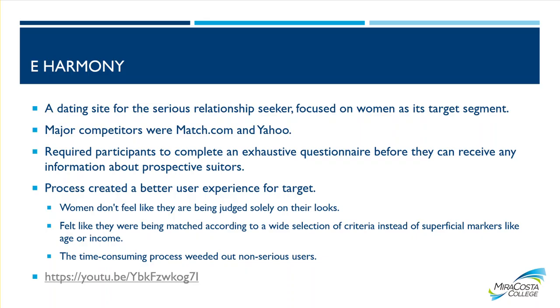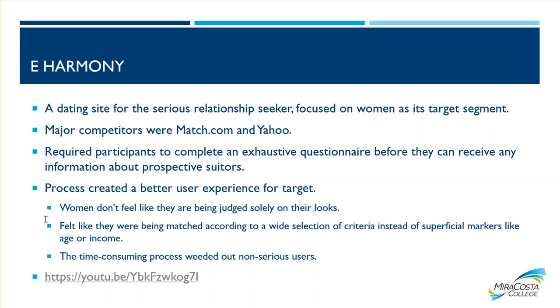If you guys remember eHarmony, one of the first dating sites for the serious relationship seeker, focused on women as its target segment, not men, but women. Major competitors were Match.com and Yahoo. So this is kind of like a case study here. It required participants to complete an exhaustive questionnaire before they could receive any information about prospective suitors. The process created a better user experience for the target, such as women, who don't feel like they're being judged solely on their looks, felt like they were being matched according to a wide selection of criteria instead of superficial markers like age or income, and the time-consuming process weeded out non-serious users.